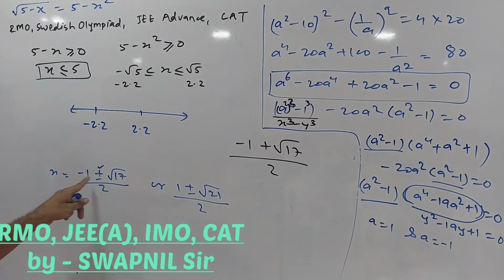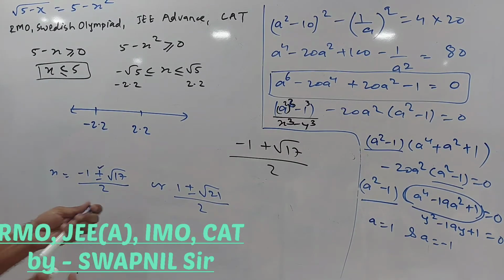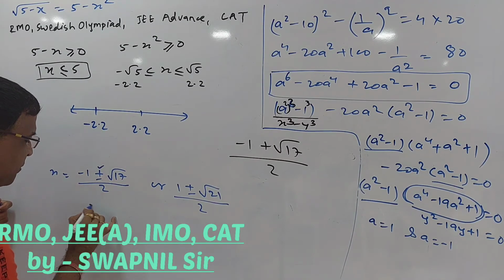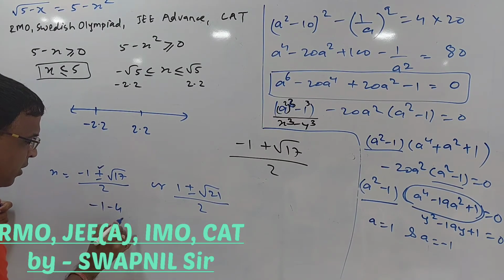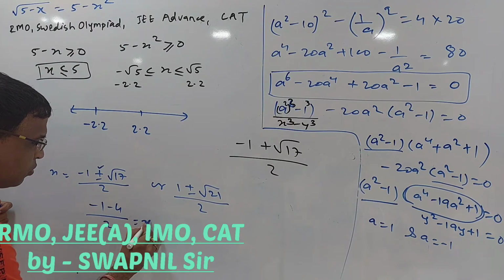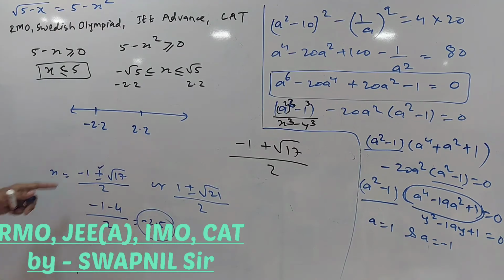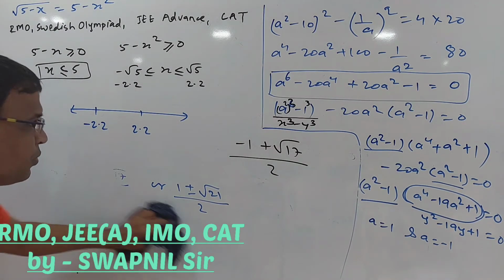Check out the negative one, minus 1 minus root 17. So minus 1 minus 4 is minus 5 upon 2, which is minus 2.5. And minus 2.5 will be somewhere here, so that negative one won't work out. That means the solution is this.